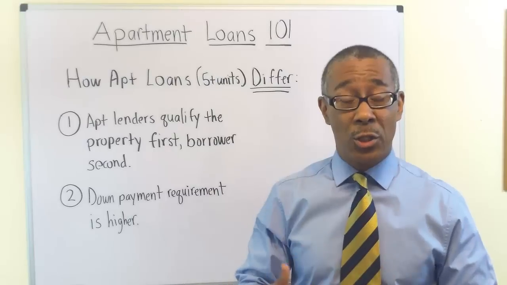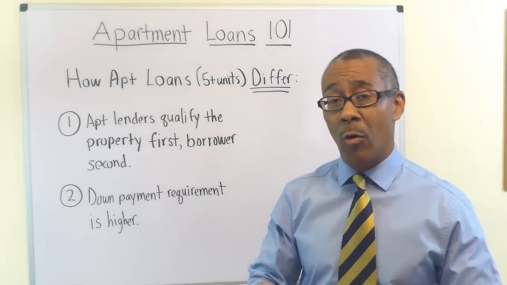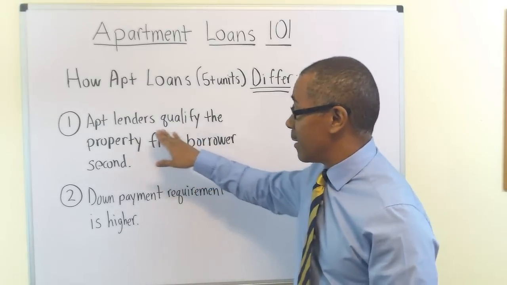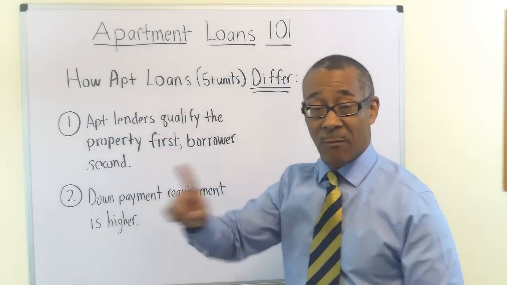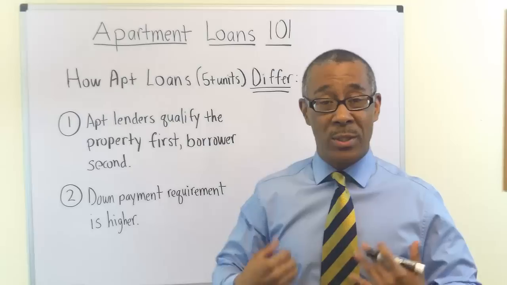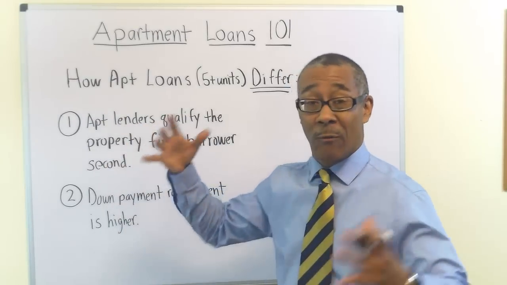Now, in residential, the reverse happens. In residential, when you're buying a home or a duplex, they will look at the borrower first and then the property second. So that's the first major difference. You need to understand that. So as you get ready to present to a lender, make sure you have everything for the property available first.